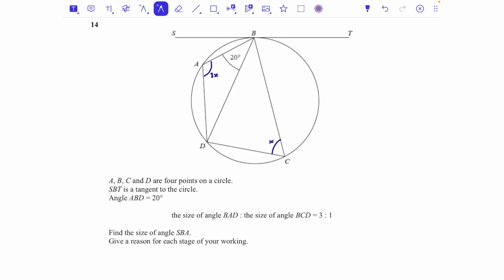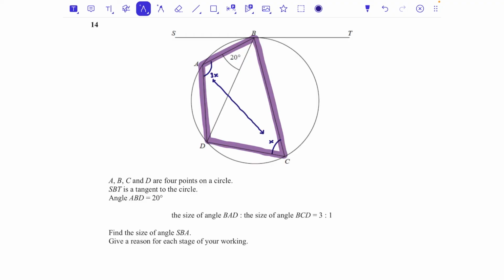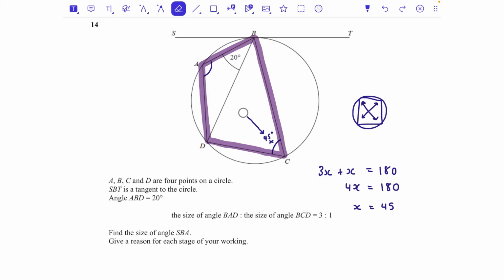Now what we have there is a cyclic quadrilateral. All 4 corners of our quadrilateral are on the edge of the circle, so we call that a cyclic quadrilateral. And we know that the opposite angles in a cyclic quadrilateral add together to make 180. So whenever you have a cyclic quadrilateral, these 2 angles will always add to make 180, and these 2 will add to make 180. So I know that 3x add x equals 180. So 4x is 180, and if I divide that by 4, I get 45 degrees. Therefore, x is 45, so this one here is 45 degrees, and 3x is 3 lots of 45, which is 135. So let's pop that in there.